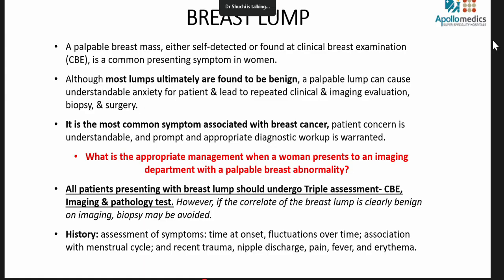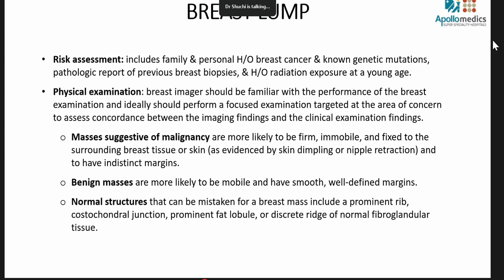Okay, so what is the appropriate management when a woman presents to an imaging department with a palpable breast abnormality? So triple assessment is the guideline: clinical breast examination, imaging, pathology. However, if on clinical breast examination and imaging you are 100% sure that this is benign, biopsy can be avoided. When the patient comes to you, take a history: symptoms, time of onset, fluctuation associated with menstrual cycle, recent trauma, nipple discharge, pain, fever, erythema. Risk assessment, that is family or personal history of breast cancer, any genetic mutations, pathological reports, and history of radiation exposure.